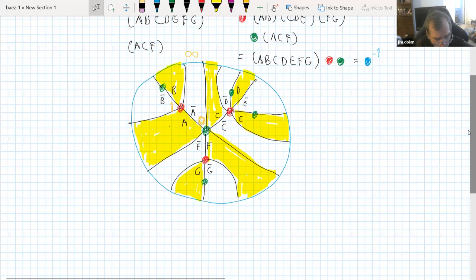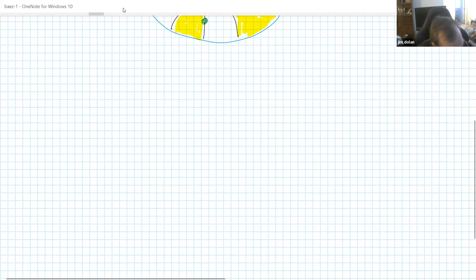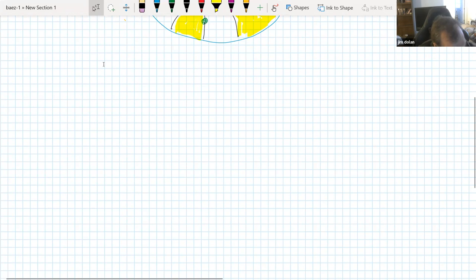And so let me draw a couple of permutation pairs here. Damn, I wish I understood how this software works. What is it doing? Okay.